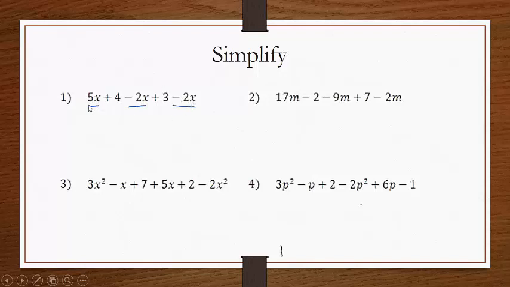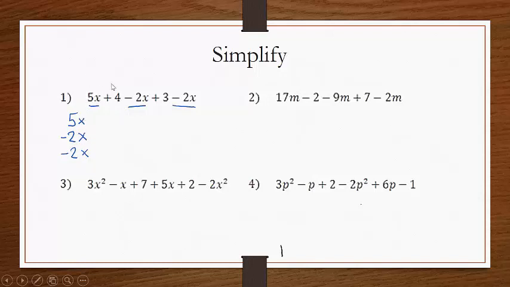So I like to go through and underline all my x's first. And then what I'm going to do is stack them up. 5x, minus 2x, and minus 2x. You want to make sure you include the minus sign. We don't want to let that guy get away. So all of my x's are stacked up.